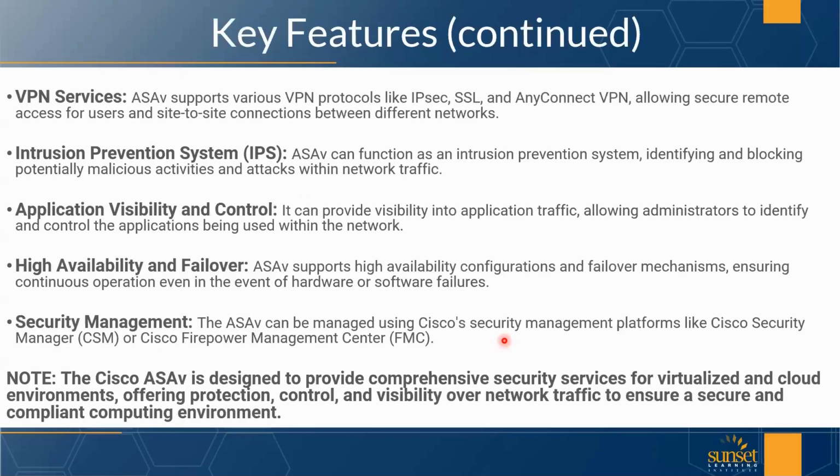Now, a couple of other things here. I did mention the VPN services. If you're familiar with an adaptive security appliance, if you're familiar with a standard ASA firewall, the ASAv actually does provide all of those same functions. So we've got IPsec, SSL, any connected VPNs for remote access users, but we can still also do site-to-site connectivity, for instance, from our AWS cloud to our home office, to our corporate office.